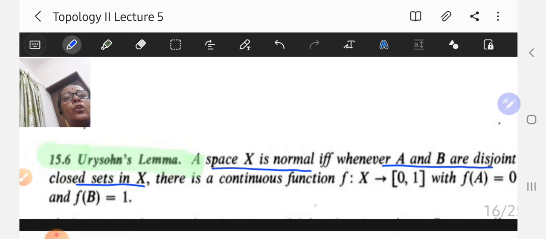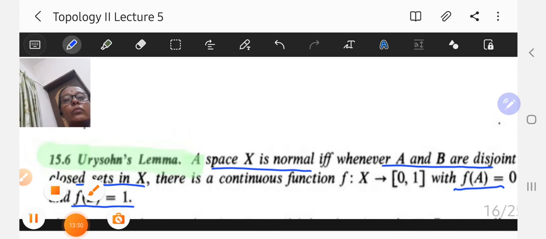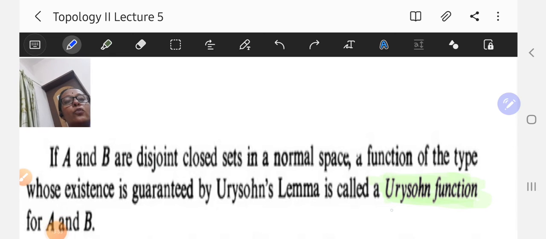For the inverse, f of A equal to 0 and f of B equal to 1 does not hold for the full inverse in general. But if we write A equal to f inverse of 0 and B equal to f inverse of 1, then this X is called perfectly normal. That is the definition of Urysohn function. If A and B are disjoint closed sets in a normal space, a function whose existence is guaranteed by Urysohn's lemma is called an Urysohn function for A and B.